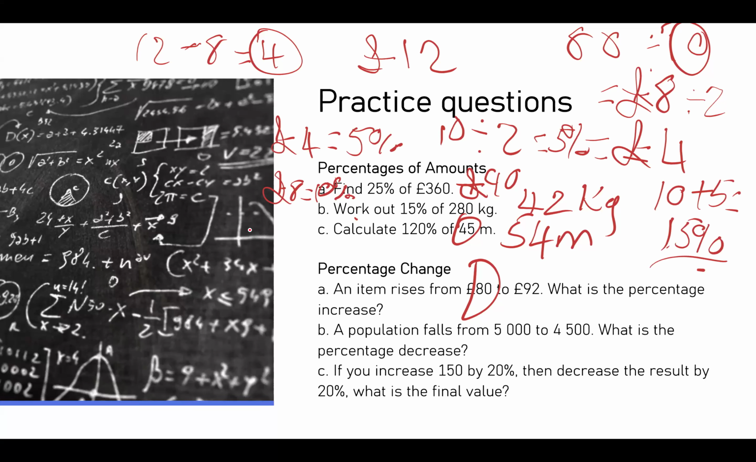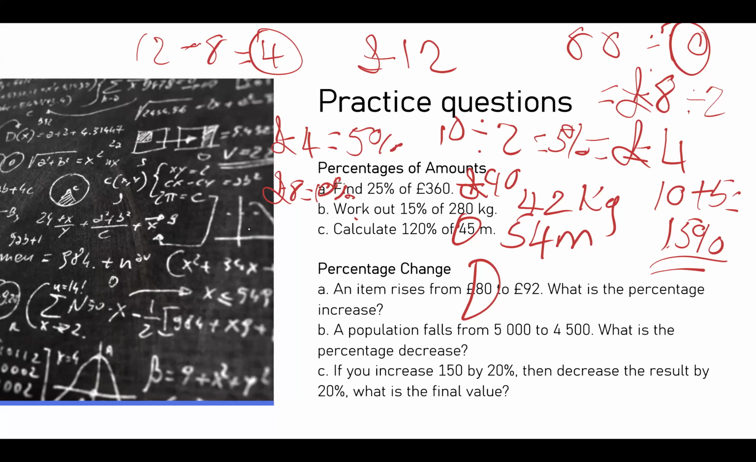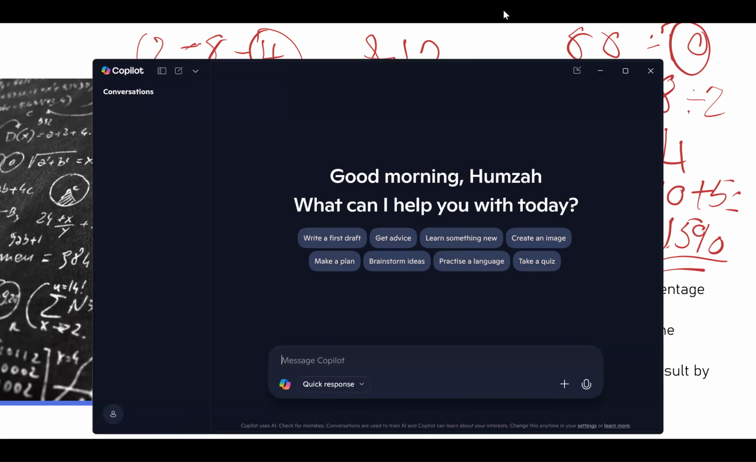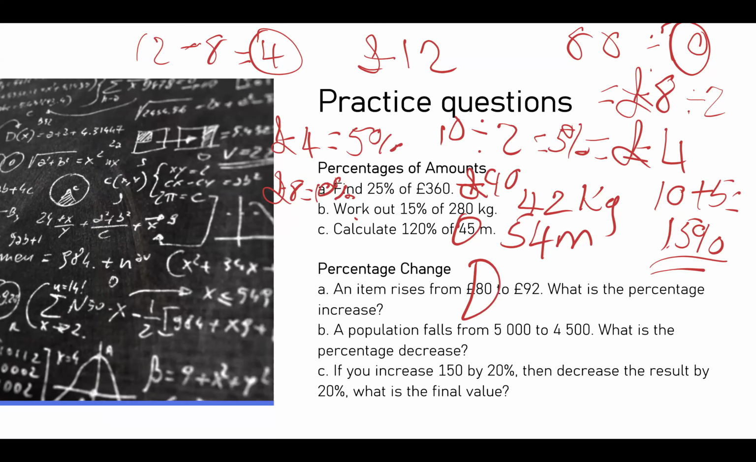That is the answer. So what we did was we found out what 10% of 80 was, which is £8. Then we found out what 5% of 80 was, which is £4. And 8 add 4 equals 12. So that means we add the percentages. 10 add 5 equals 15. So the answer would be 15% increase.